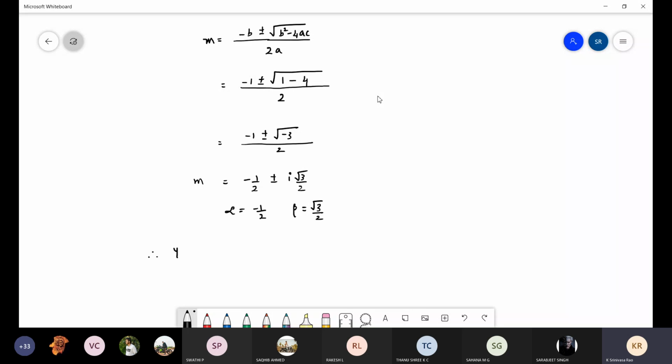Therefore Yc equals e power alpha x, that is e power minus 1 by 2 x, multiplied by c1 cos beta x, where beta is root 3 by 2, so c1 cos root 3 by 2 x plus c2 sin root 3 by 2 x. So this is Yc, the first part. It is common in this type also: type 1, type 2, type 3. The first part is common. Now coming to Yp.